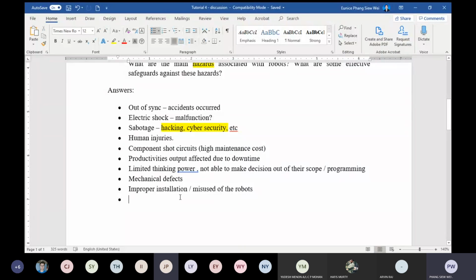Miss, what about wrong input parameters? Oh, that's a good one. Parameters.